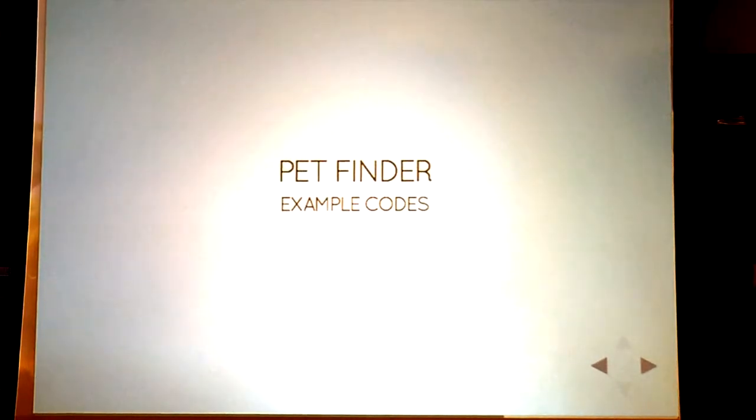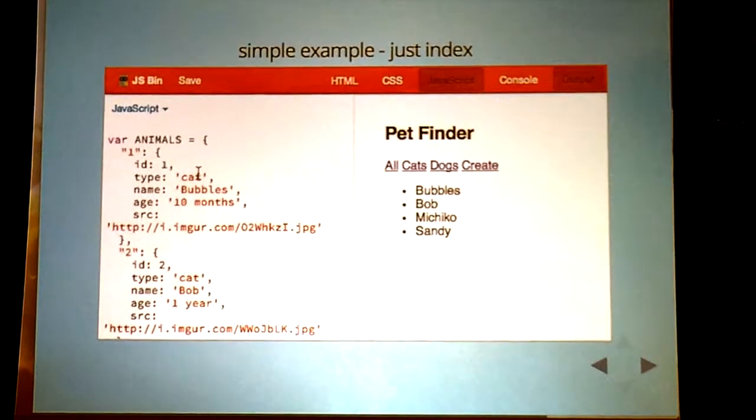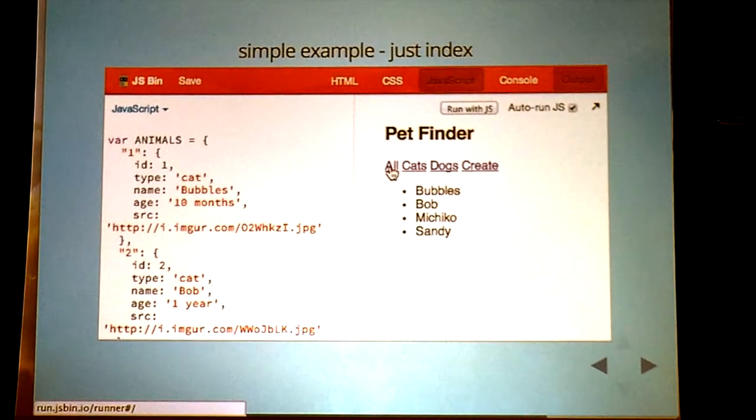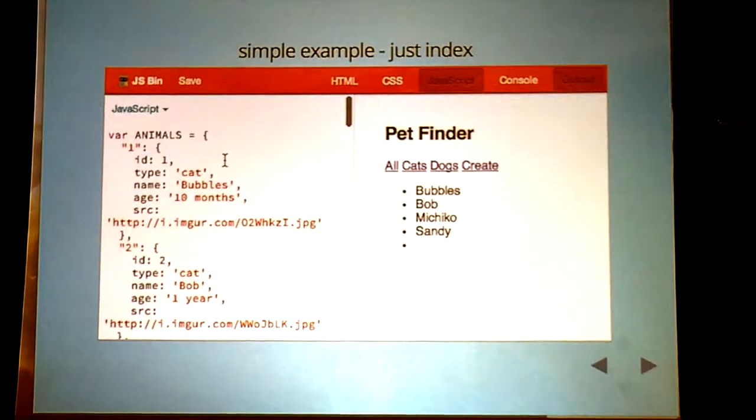All right, so here's some example code. Try to make it cute with puppies and kitties. Keep it interesting. So here's a basic example. This is just the index endpoint. So over here you see you've got all of them listed out, cats, dogs, nothing too fancy. Create. Oh, create is on this one.